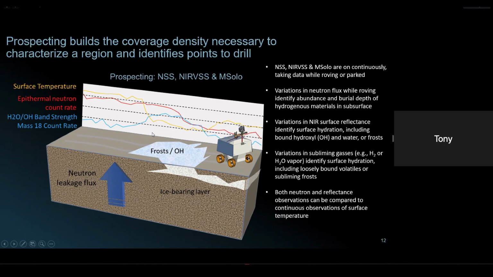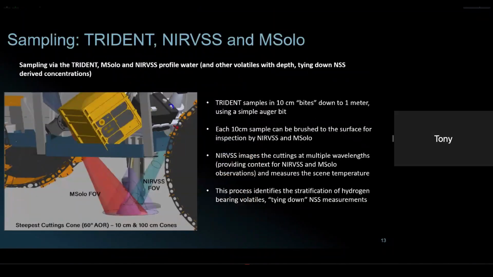So in this way, we can really build the aerial density needed to actually get the uncertainties down in terms of total water concentration in an area. When we do drill, as Dan mentioned, we have a 1 meter drill. It goes down and brings up samples in 10 centimeter bites, we call them, just 10 centimeter sections. Each section is observed simultaneously with the MSolo, which is the mass spectrometer, and the near-infrared spectrometer fields of view. This gives us both the solid and the gaseous concentrations of a wide range of species.